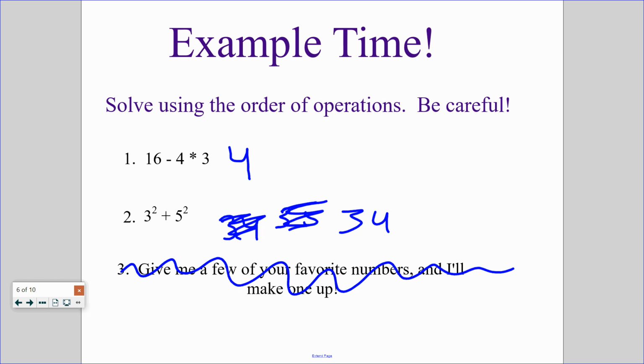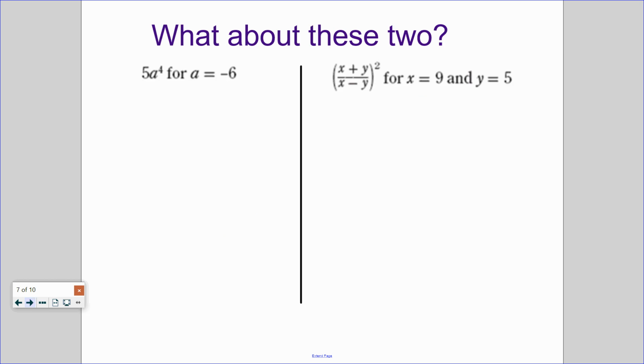Okay, moving on. Here we go. Okay, let's try these ones. We're going to do this first one together. 5a, and that's a little 4 in the exponent there. 5a to the 4th power, and we are evaluating when a equals -6. Okay. It's a little bit of what we did on Friday, the evaluating stuff, and a little bit of our order of operations, putting everything together.